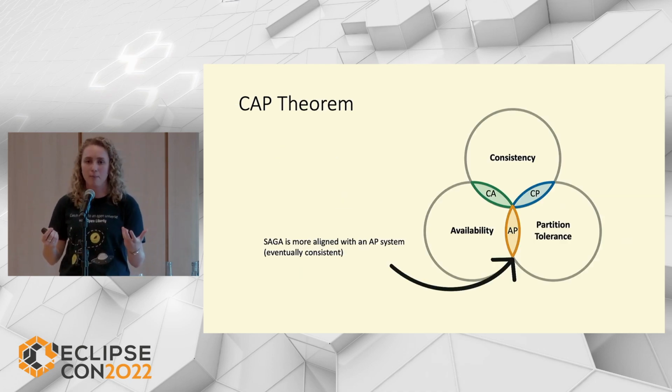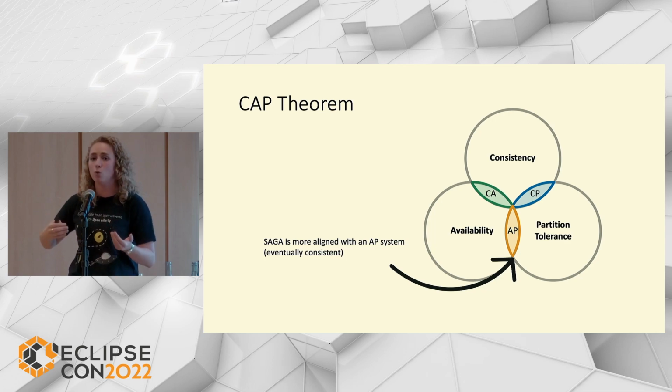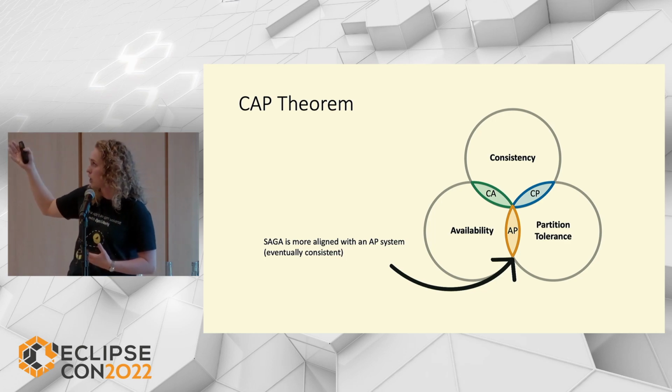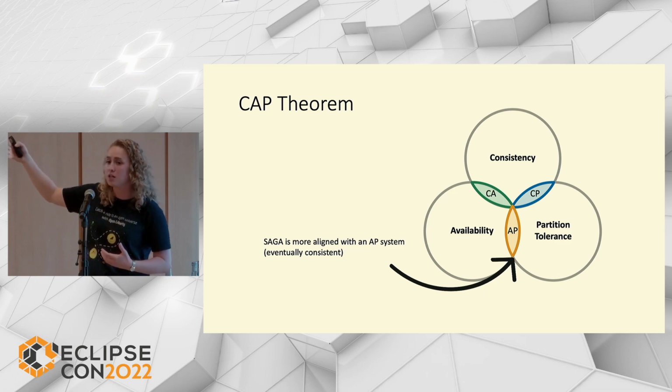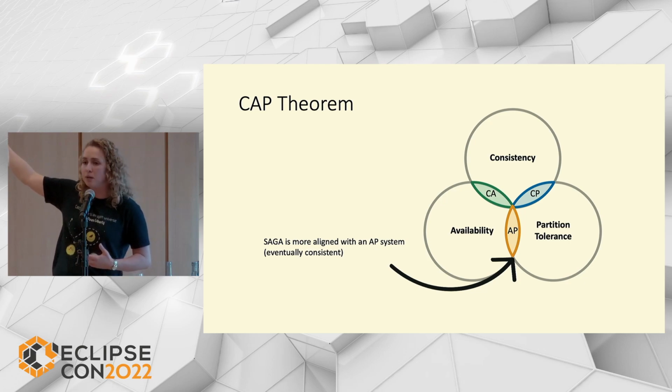And this links in with the CAP theorem, if any of you are aware of it. If you're not, definitely check it out. It's very interesting. But this is essentially a theorem that describes that we can't have all three of these qualities at once. We have to choose which ones we're going to prioritize. And in this case, we're prioritizing availability over consistency, so we're more aligned with an AP system.